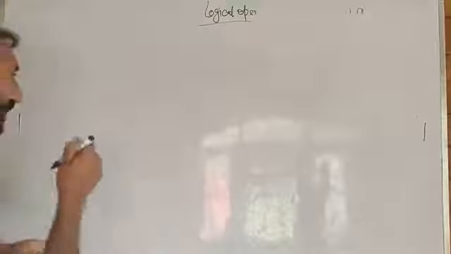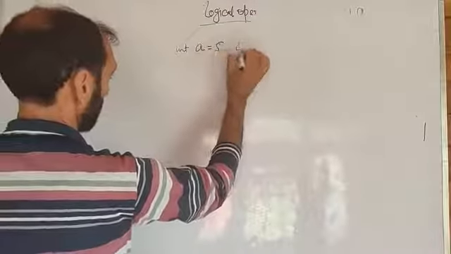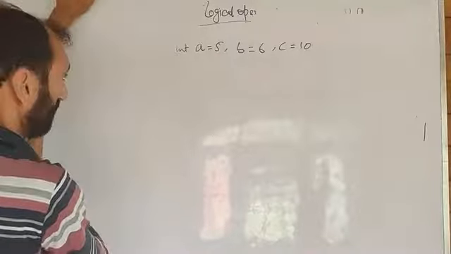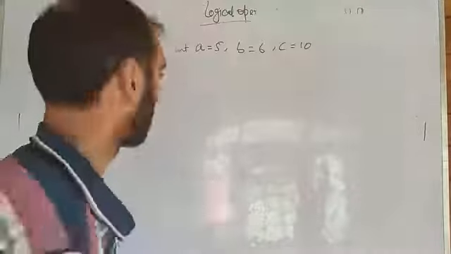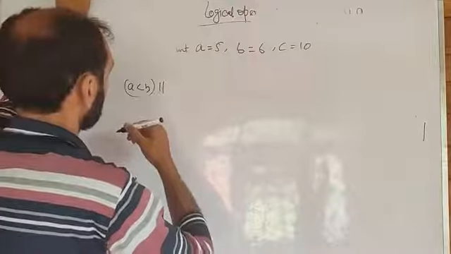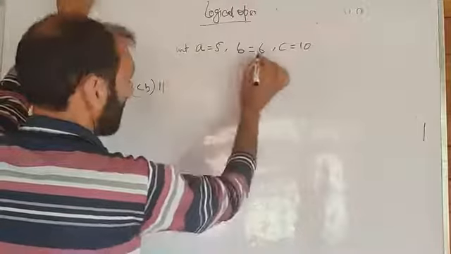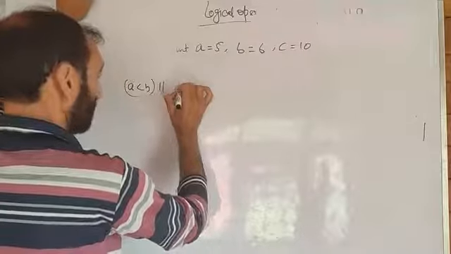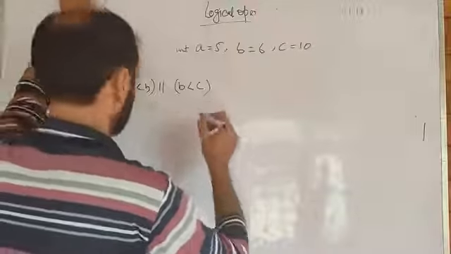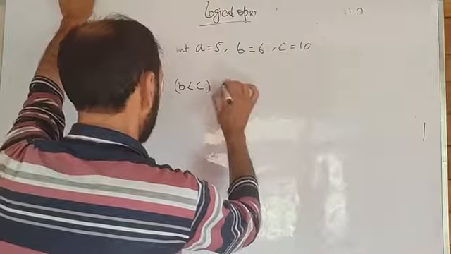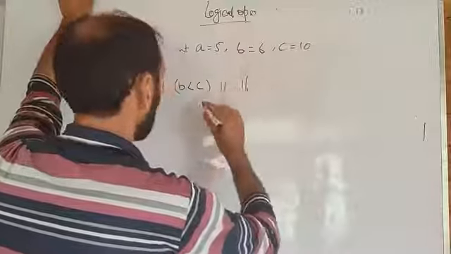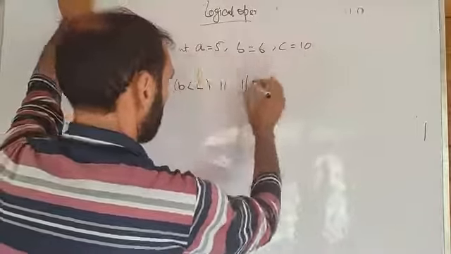For example, the logical NOT operator. Take int A equal to 5, B equal to 6, and C equal to 10. Let's make a combination: A less than B or B less than C, but with a NOT, or not A less than C.